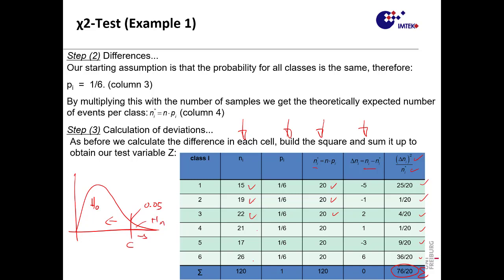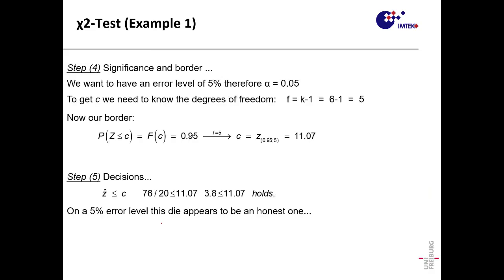So if your value is less than the critical value, you cannot say that the distributions are different. If you are to the right of the critical value, you can actually say they are statistically different. Okay? So we have to find the critical value C.